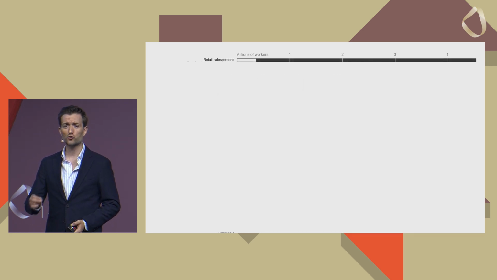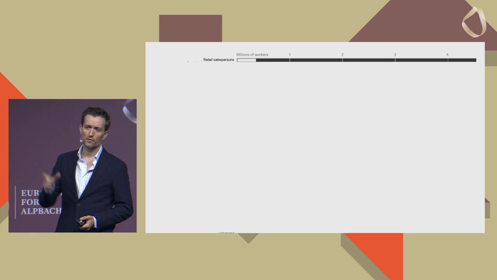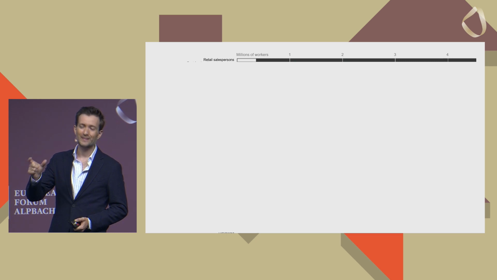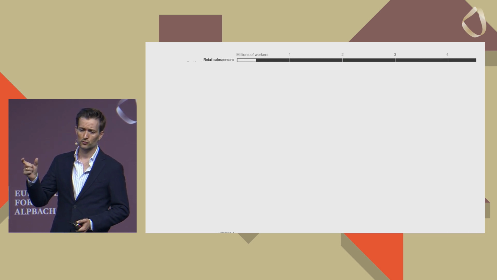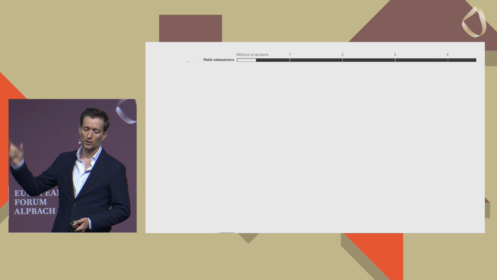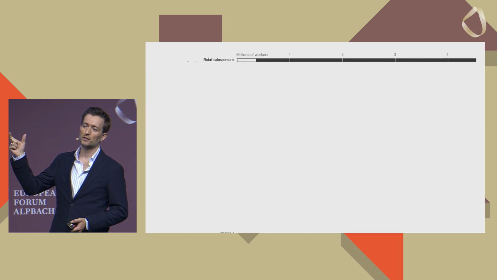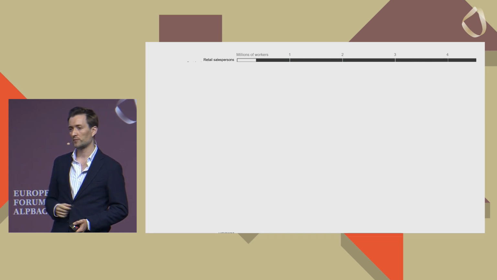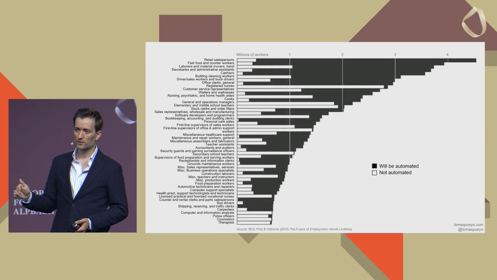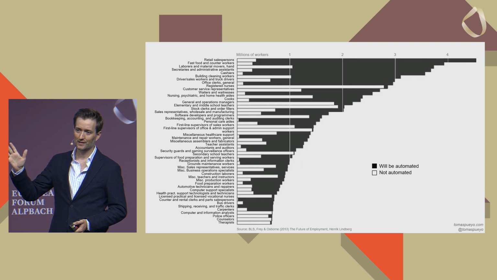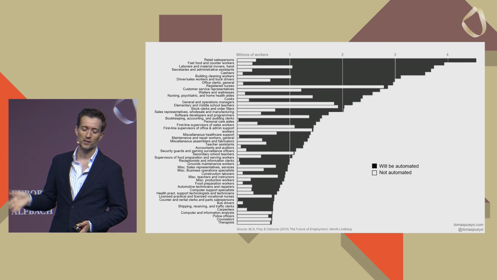We need to talk about automation a little bit too. So here you can see a graph of the 4.5 million retail salespeople in the United States. And according to two academics in 2013, Frey and Osborne, the black is going to be those who will lose their job by, I think, 2050 because of automation. This is the list of the top 50 jobs, and the black are all the ones that are supposed to be automated away.